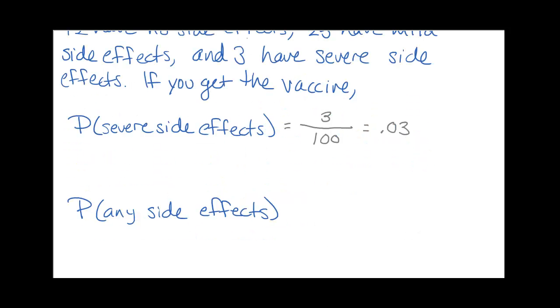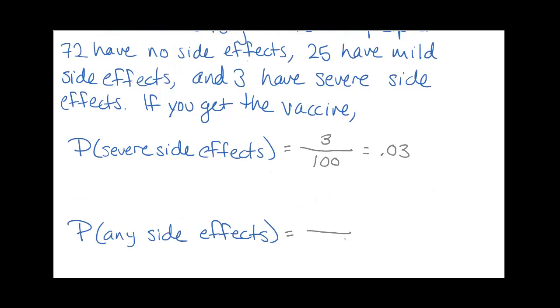To go along with this, I want to find the probability that you would have any side effects. So same thing, right? Our total is still 100, but we want to know, well, how many of those 100 people had any side effects at all? Well, 72 had no side effects, so we don't want to include those. We had 25 with mild side effects, and then the 3 that had severe. So that would come out to 28. So 28 out of 100, or if we wrote this as a decimal, this would be 0.28, or 28%.